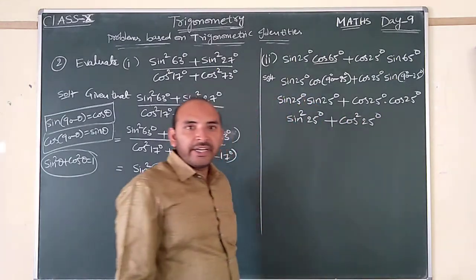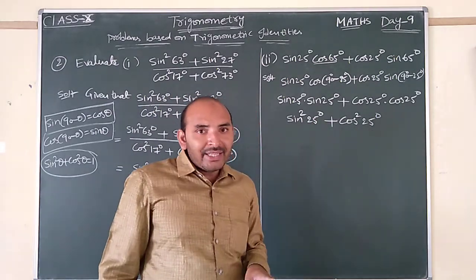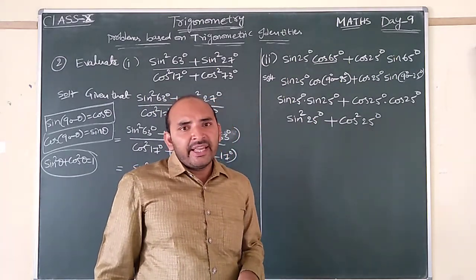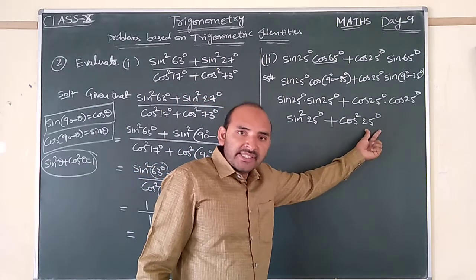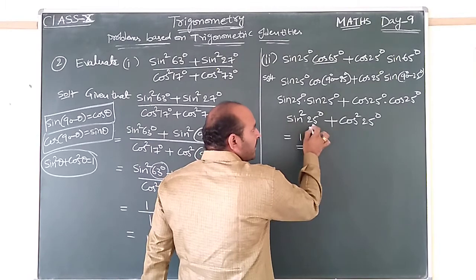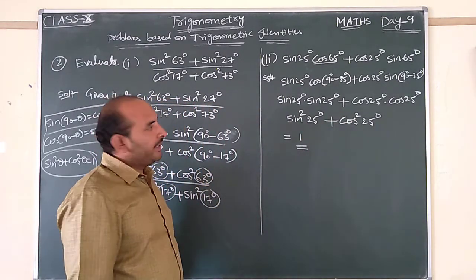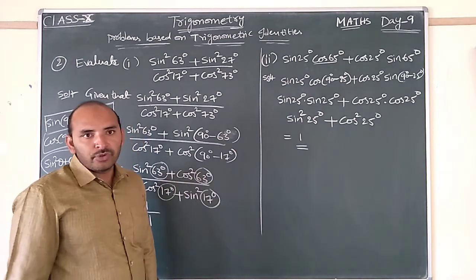What is the first identity? Sin square theta plus cos square theta. Remember, when you apply the first trigonometry identity, the angle must be the same. So this value is equal to 1. Sin square theta plus cos square theta is equal to 1 according to the identity. So this is the second problem solution.